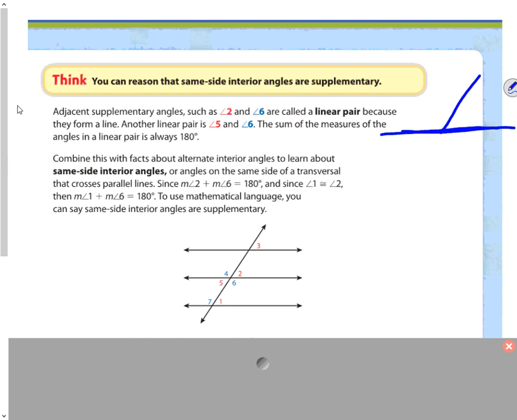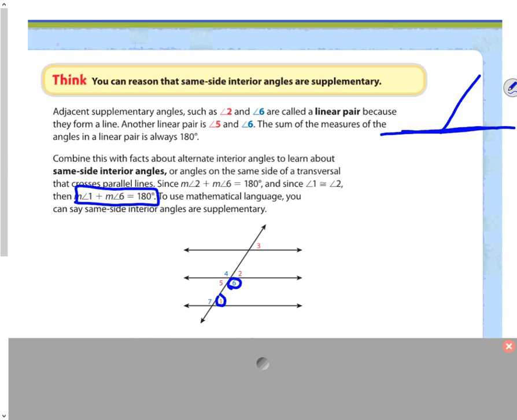So let's look at, for instance, angles 1 and 6. 1 and 6, this one and this one. They're not congruent. You can tell they're different sizes, but we know that 1 and 2 are congruent, and 2 and 6 add up to 180. So since they're congruent, we can switch them around, and since they are also supplementary to each other, those two add up to 180 degrees. Same side interior, those are the ones that are not congruent. They add up to 180 degrees.